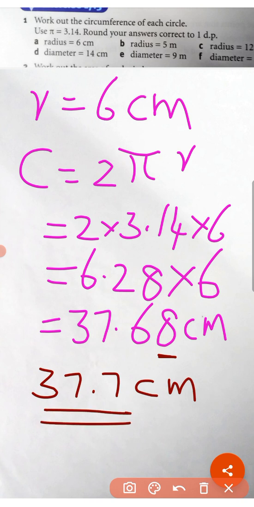Children, if the second decimal place is less than 5, you can ignore that place and our answer is 37.6 centimeter. If it is 5 or more than 5, you should add 1 to the first decimal place. If it is less than 5, that is 1, 2, 3, 4, you can replace that place by 0. So our answer will become 37.6.